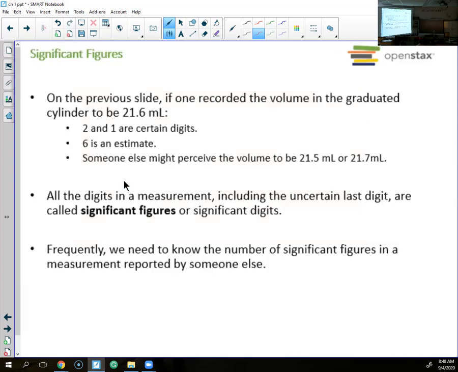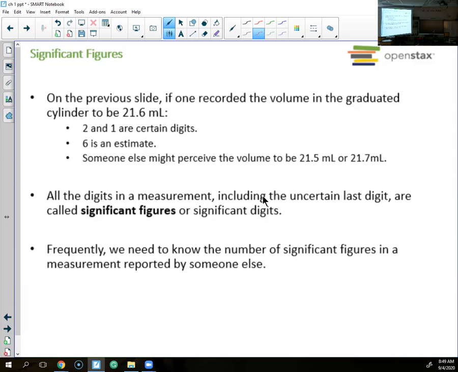On the previous slide, if one recorded the volume to be 21.6, 21 are certain, 6 is an estimate. Someone else might say 21.5 or 21.7. They're all three right. All the digits in a measurement, including the uncertain last digit, are called significant figures or significant digits, or sig figs for short.